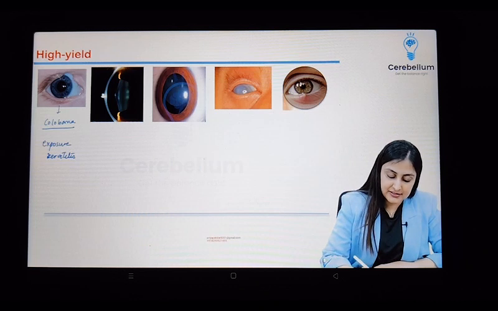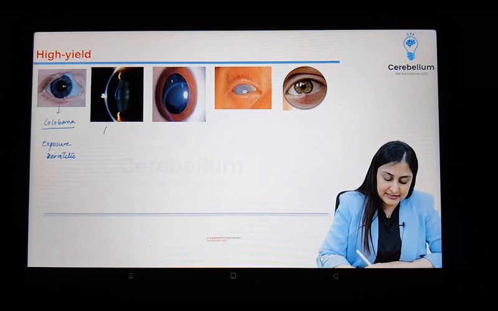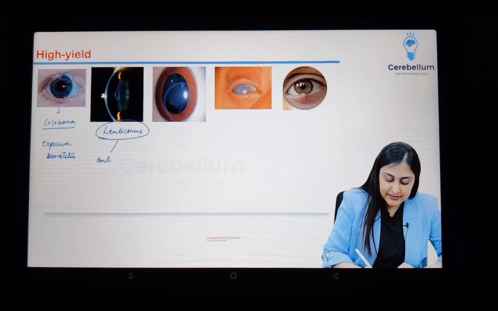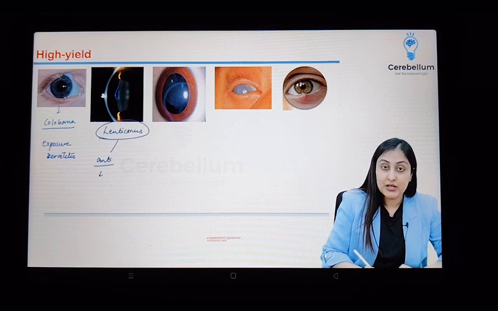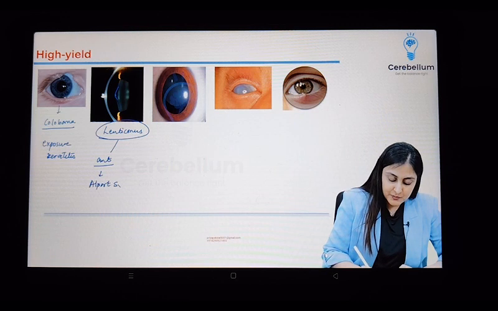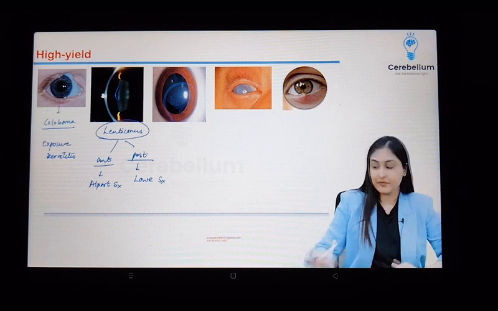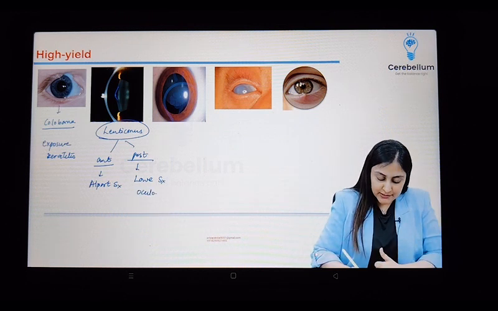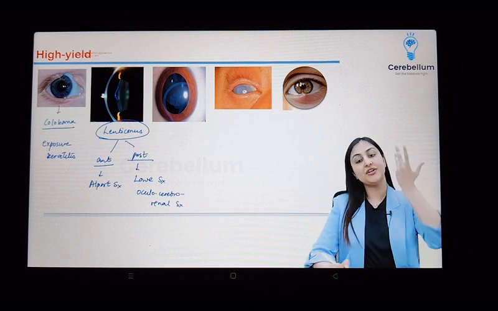What you are seeing here is the lens having a curve. This is anterior lenticonus. So remember the syndromes associated with lenticonus. Anterior lenticonus is associated with Alport syndrome, whereas posterior lenticonus is associated with Lowe syndrome. Lowe syndrome is oculocerebrorenal syndrome. If you just know this much, the systems and everything get sorted.